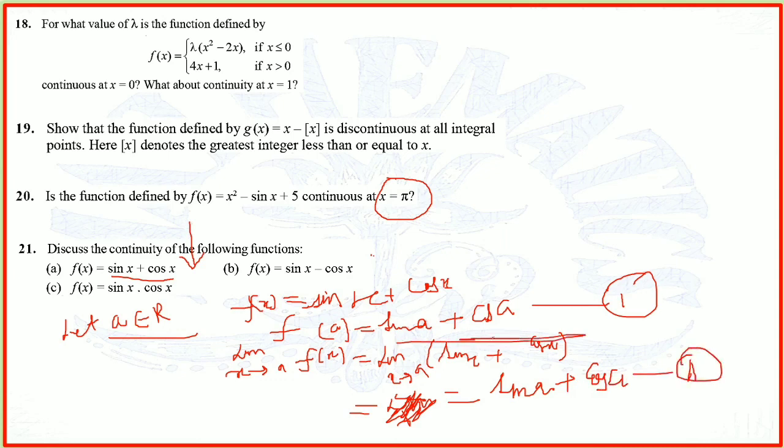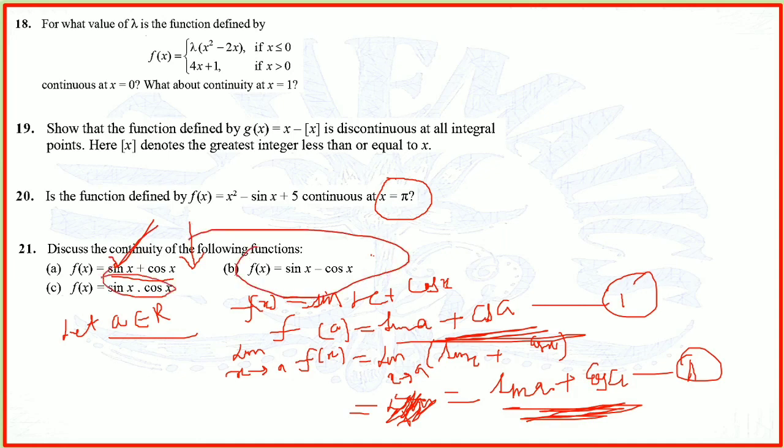From 1 sine a plus cos a, from 2 sine a plus cos a. So that means these two values are equal. So the function is continuous at x is equal to a. Hence for every real number this function will be continuous. Similarly second part and then third part. I hope it is clear. Very simple, very small question.